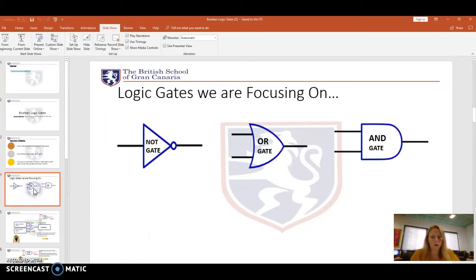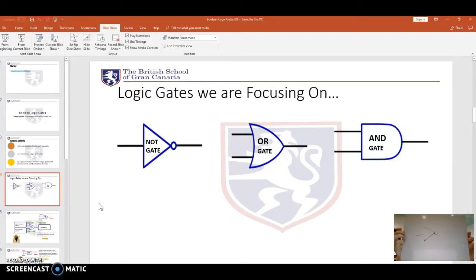So the gates that we're focusing on, these are the gates here. So the NOT gate, the OR gate, and the AND gate. Now, how these gates work. So this is how I remember each gate. So this is the NOT gate, as you can see on the screen. So I think of this as like pineapple. Okay, so I would call that a pineapple. And then on the end, I would say that that is the cherry. And a cocktail stick is going through it. So this is your NOT gate.